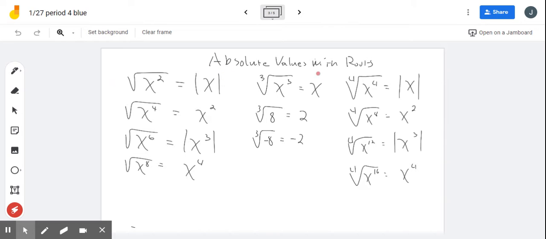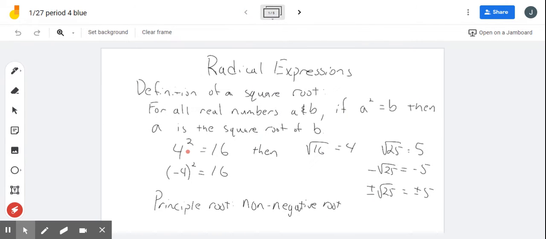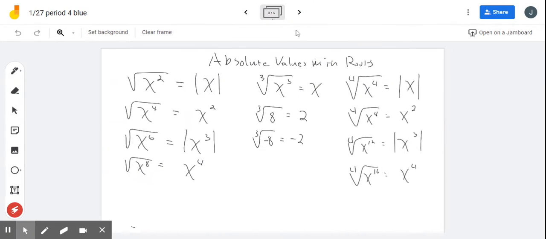Okay, now let's talk absolute values with roots. Now, when we're taking a square root, as you recall, the square root of 16 could be either positive 4 or negative 4. So when taking the square root of a variable, we have to guarantee that this value is positive. Well, x by itself could be anything, so we need to ensure that the square root of x squared, which is x, is positive, so we're going to place that in absolute values.